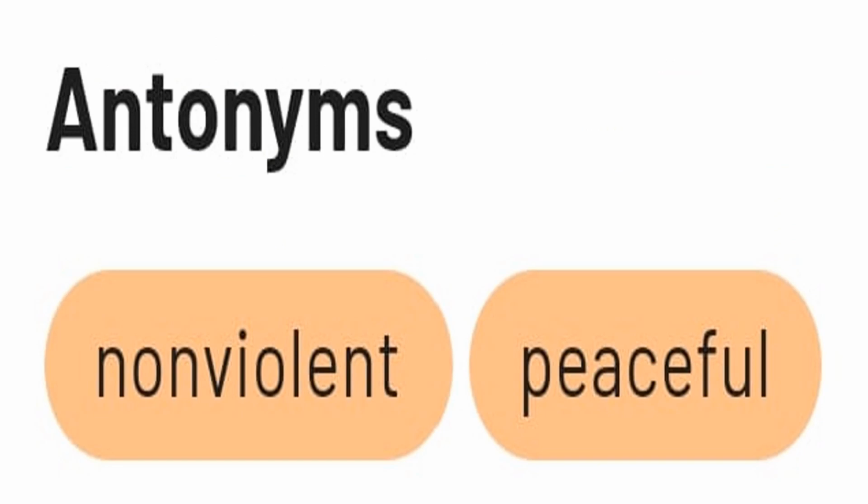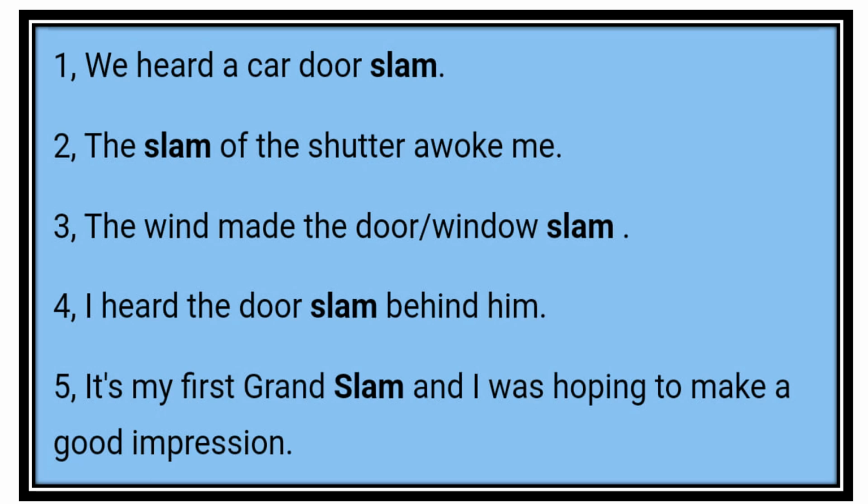Now what are its antonyms? The antonyms for the word slam are non-violent and peaceful. You can understand it like this. When will you slam a thing down? It is when you are angry. So, if you are either non-violent or peaceful, you won't be slamming anything down. So, the antonyms for the word slam became non-violent and peaceful. Now let's see how the word slam can be used in a sentence.